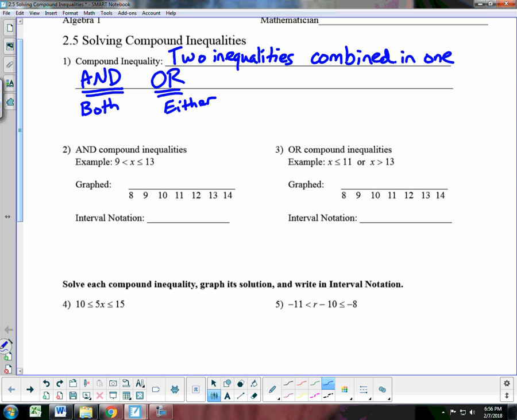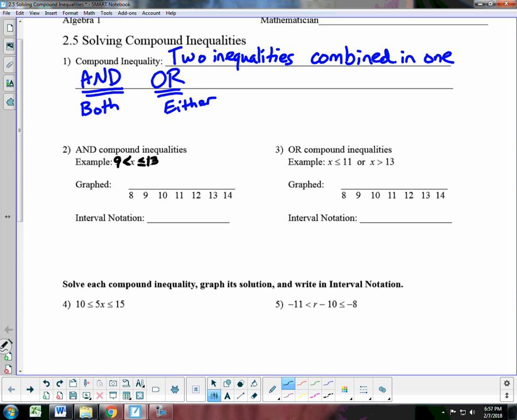So "and" is written in the way that you see here, where there's two inequalities, a less than and a less than or equal to. And x, or the variable, is in the middle. A smaller number is on the left, in this case 9, and a larger number is on the right, in this case 13. So we want all the values that are in between 9 and 13. Not including 9 because there's just a less than symbol, but we are including 13 because it's a less than or equal to 13.